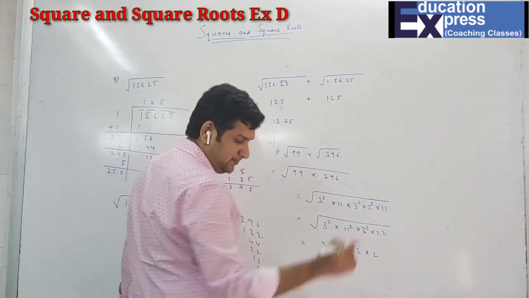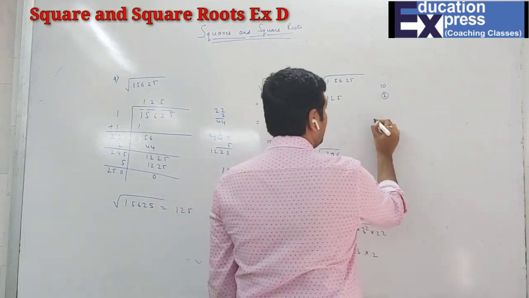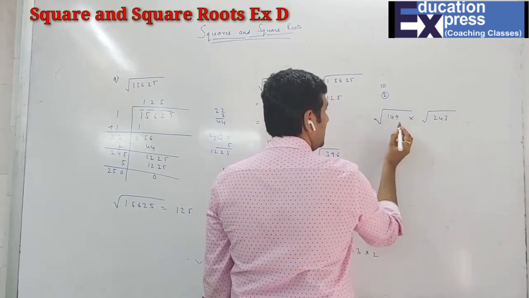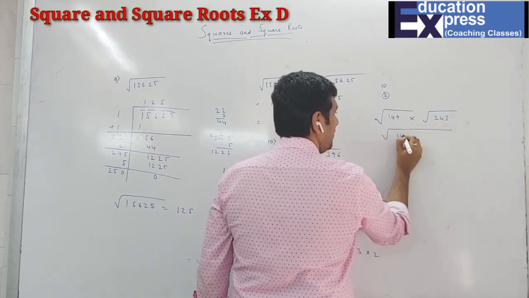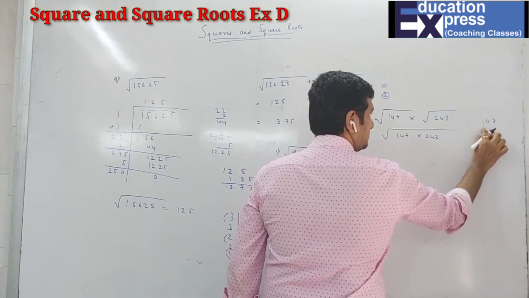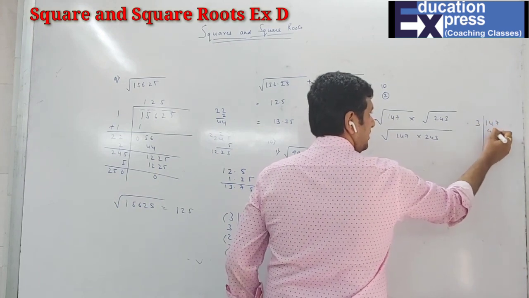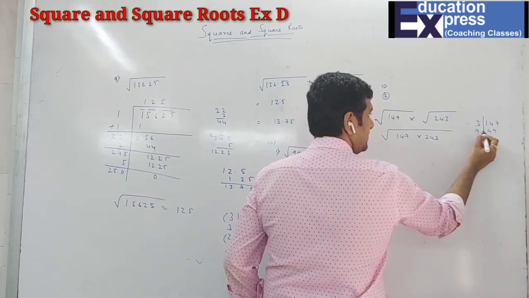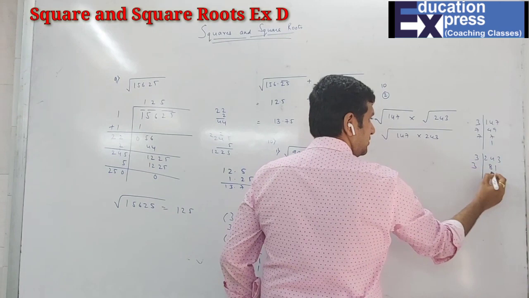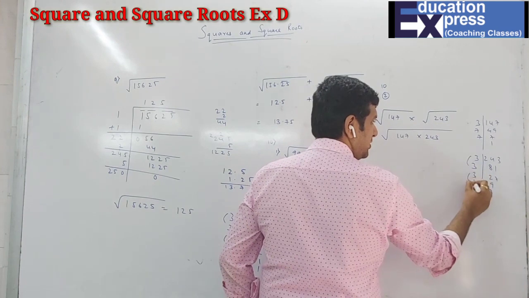Then the second part. Under root 147, same to same, you have to club them. And now 147 into 243, you find the factors of each. 3 fours are 3, 9s are 7, 7s are 7, 1s are. And then 243, 3 eights are 1, 3, 3, 3 square, 3 square, and then 7.